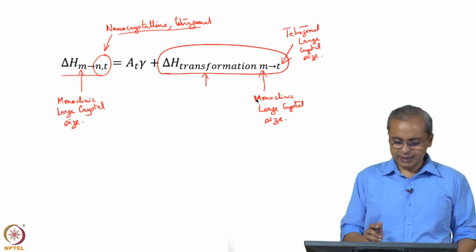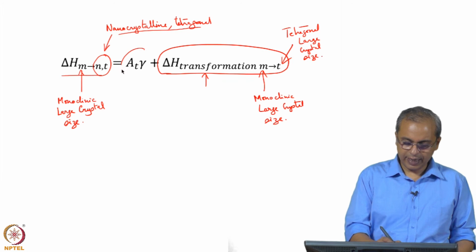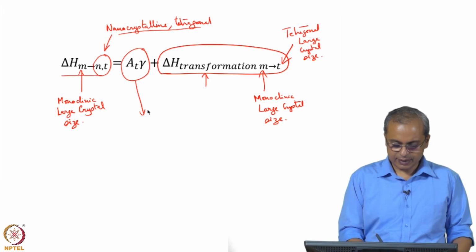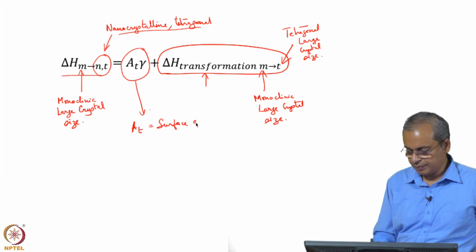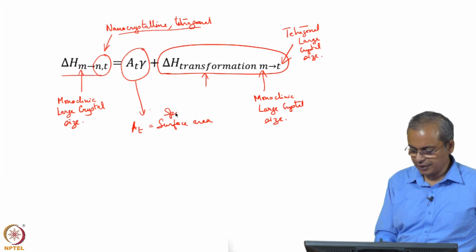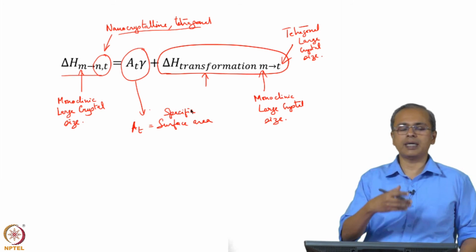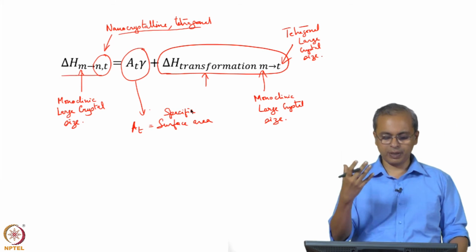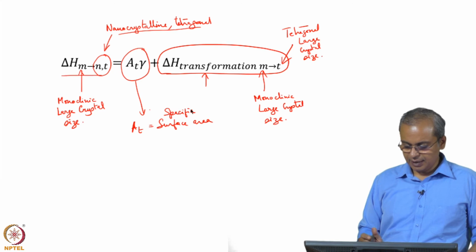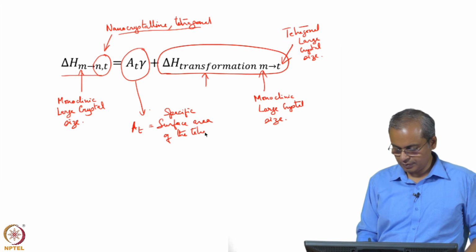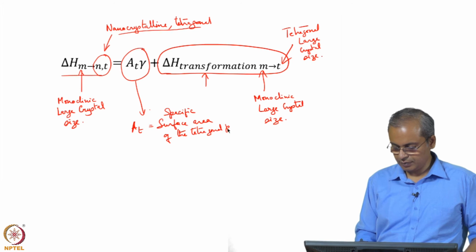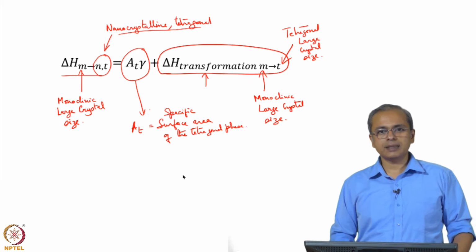What is missing in that information is this A_T comma T, where A_T is the surface area, or we will say specific surface area, because we are always going to look at it on a per unit mass basis or per unit mole basis. So, specific surface area of the tetragonal phase. And the gamma is the surface energy.